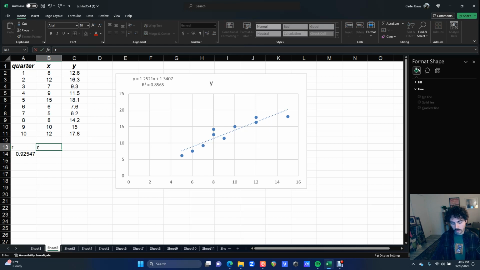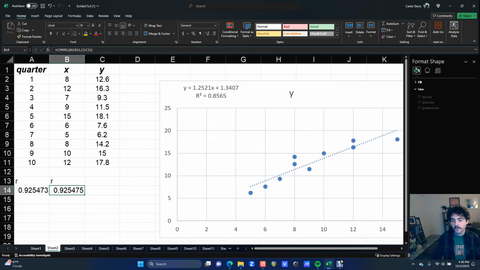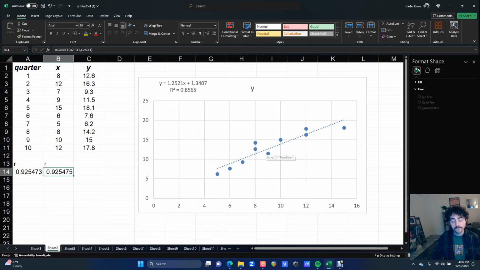Another way we can find R is using a function in Excel called correl. Correl calculates the correlation coefficient between two data sets. So two data sets being this, X, put a comma, and then all the Y values. Hit enter, and we get that. So R value using correl, R value using square root of R squared, same thing. So 0.925, that's a very good R value. It's a very strongly correlated X and Y data.